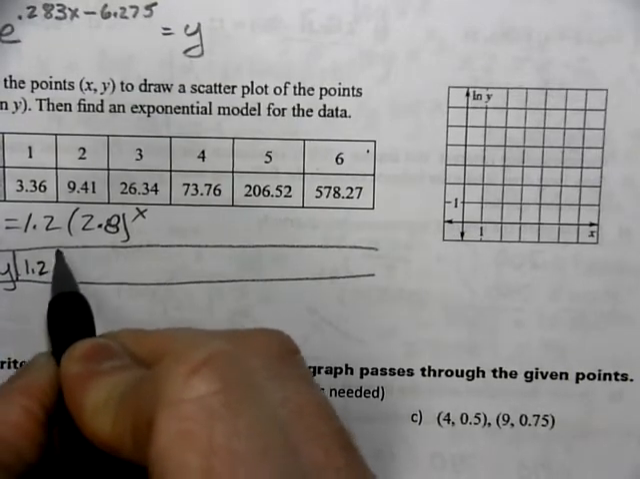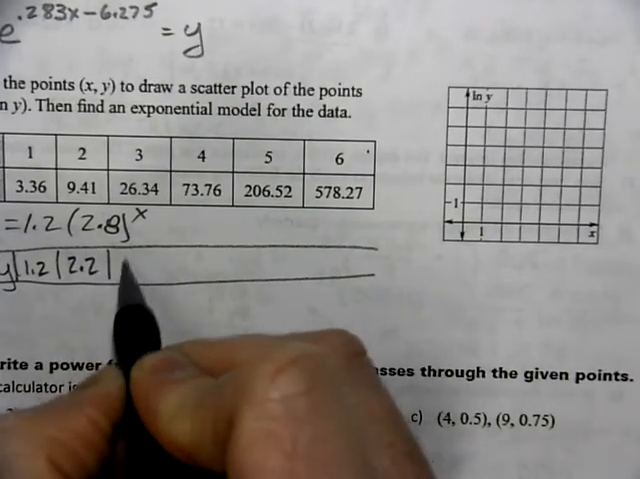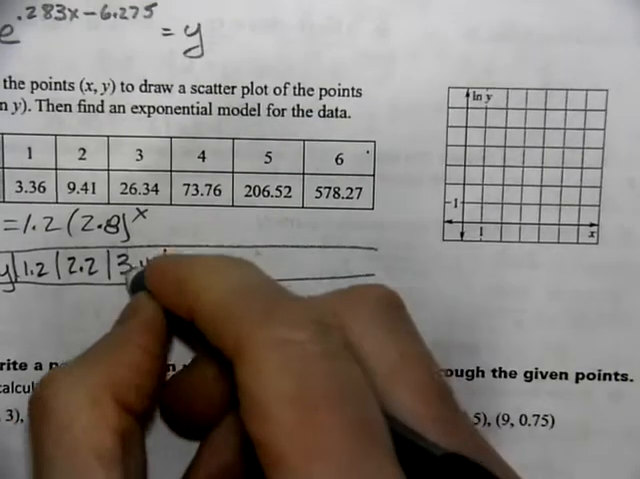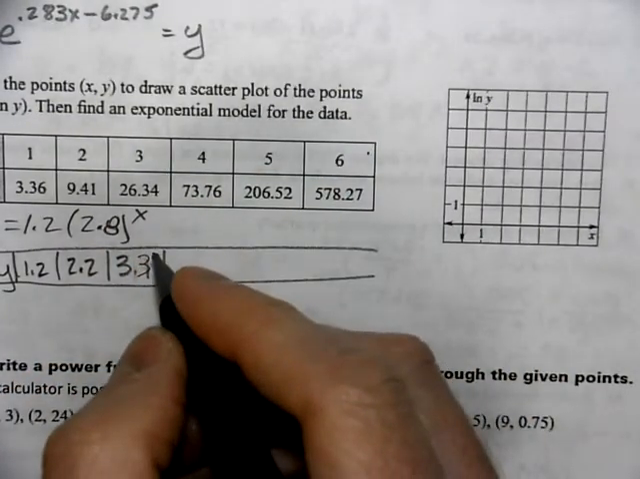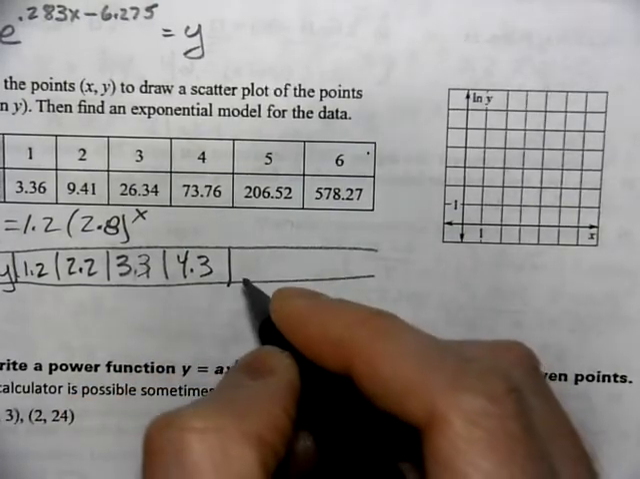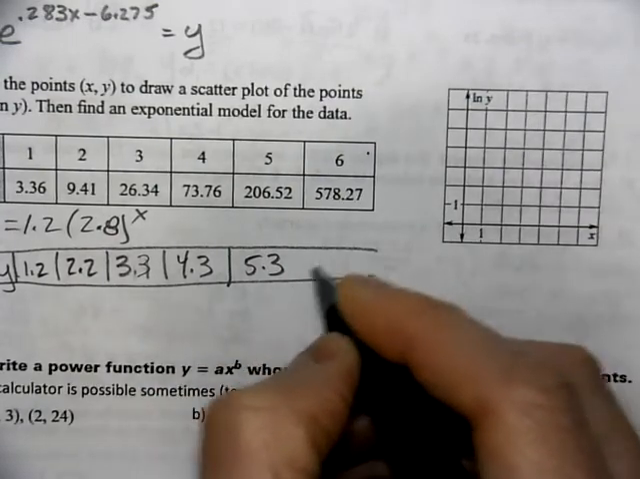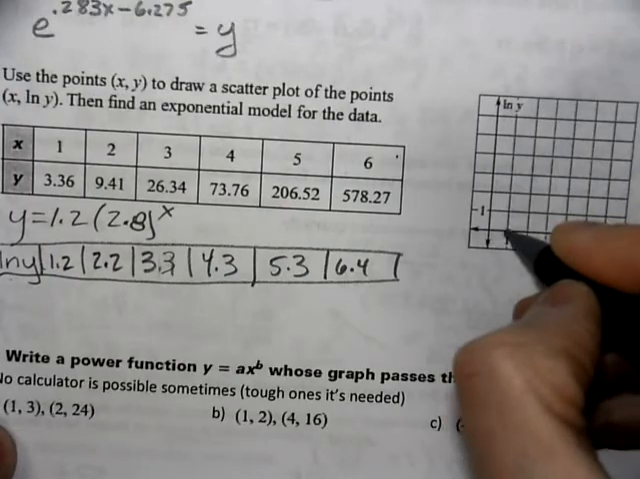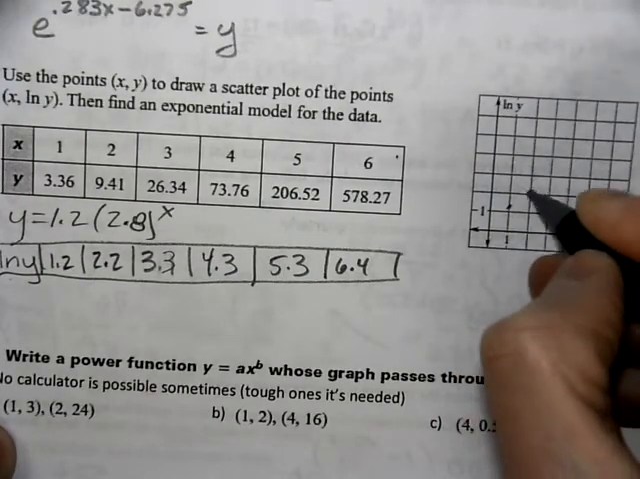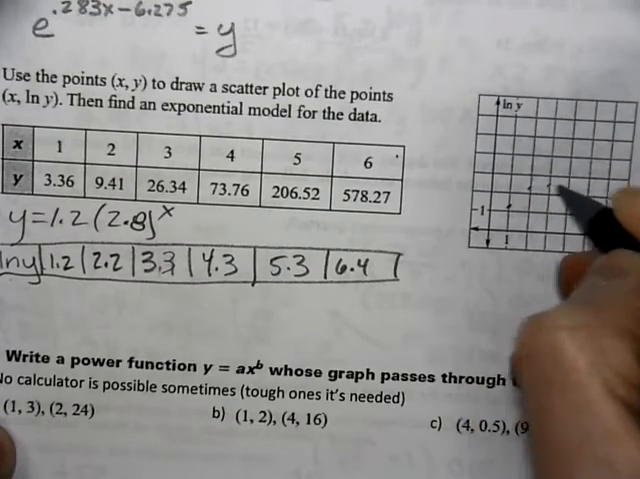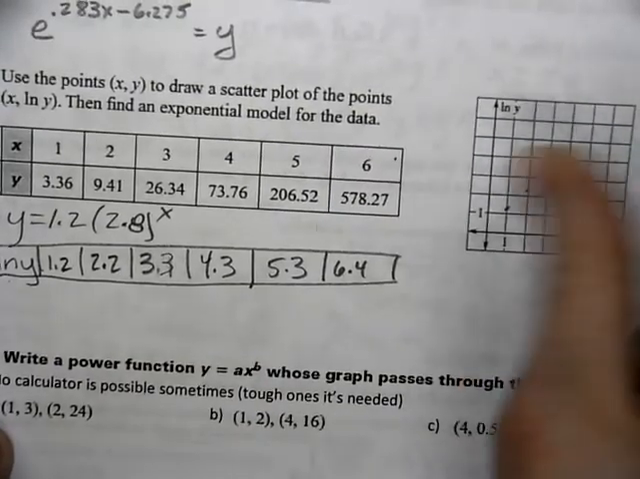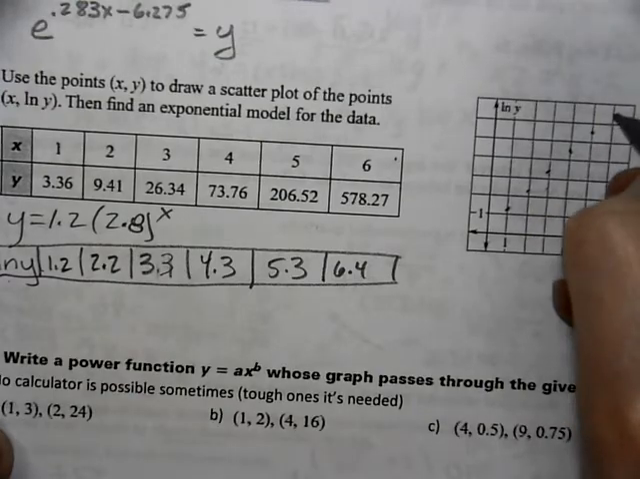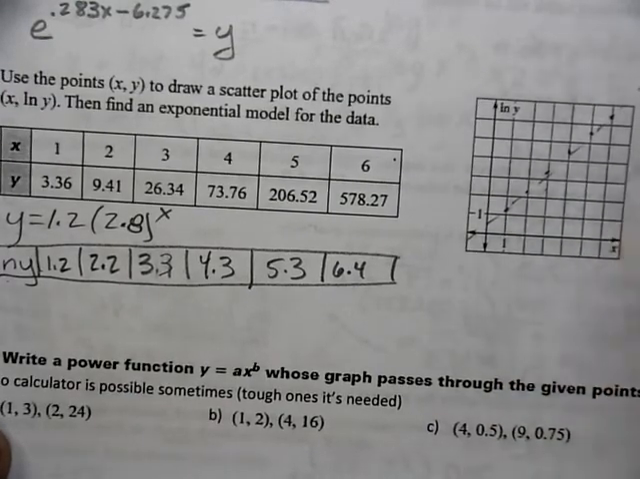So we get 1.2, 2.2, 3.3, 4.3, 5.3, and 6.4. So if we needed to plot those, 1 over up 1.2, 2 over up 2.2, 3 over up 3.3, 4 over up 4.3, 5 over up 5.3, and 6 over 6.4. You can see that data is very linear.